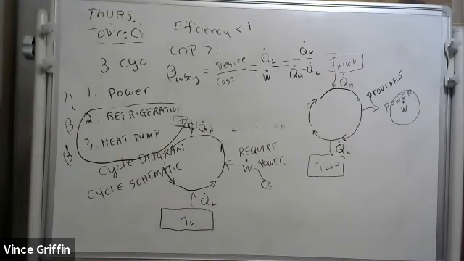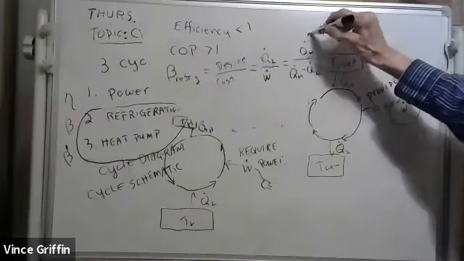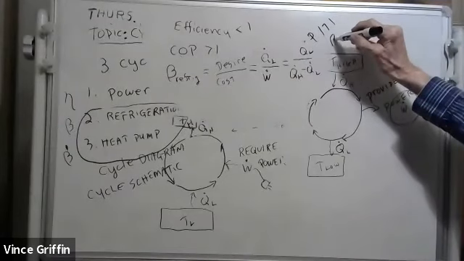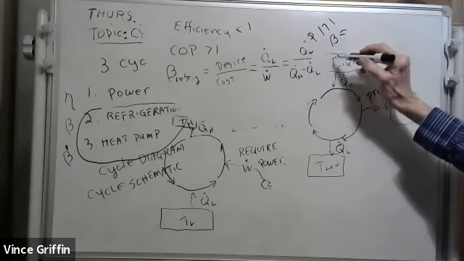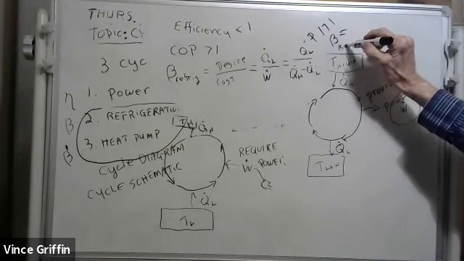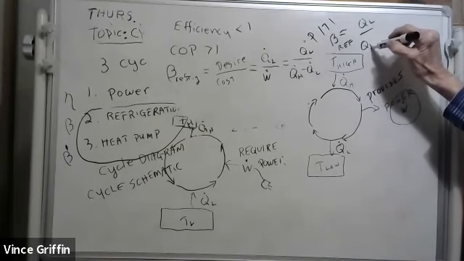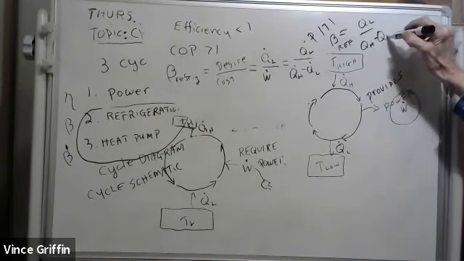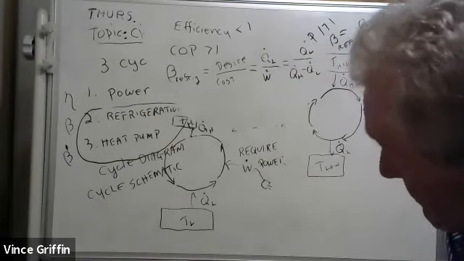Boy, Joe, I see it. It's on page 171, only they write it like this. They say the beta is equal to, for a refrigerator, QL over QH minus QL. Put the dots on there and they'll have what I have.